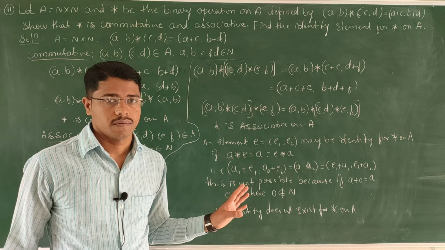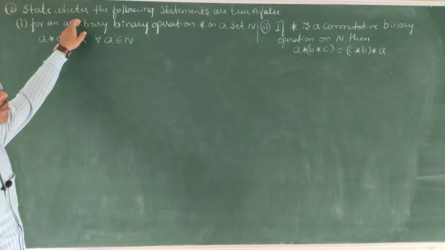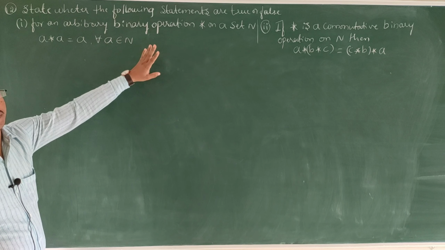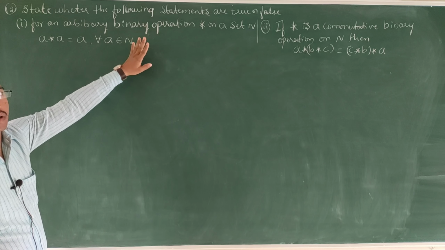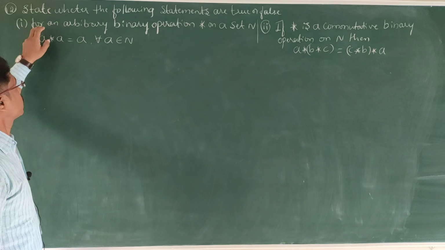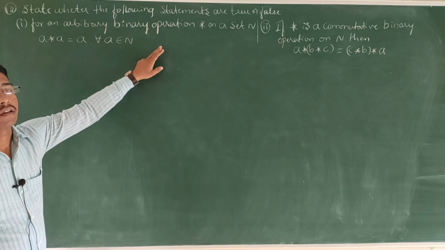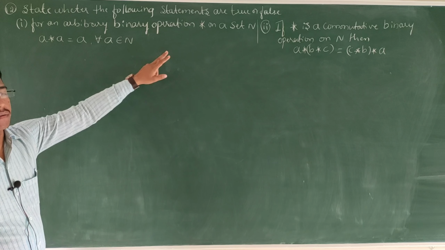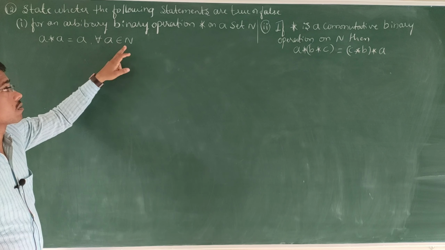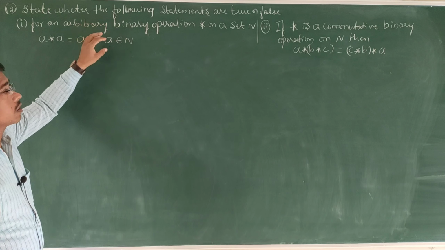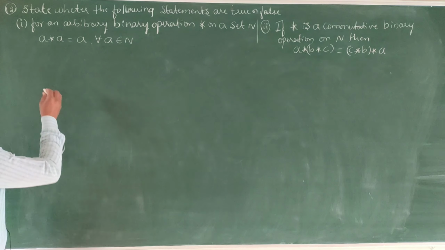Okay, right. Number 12: state whether the following statements are true or false. There are two statements here, and we have to decide whether they are true or false. First one: for an arbitrary binary operation star on a set N, a star a is equal to a for all a belongs to N. So I have to check whether this is true or false. Okay, so let us see.